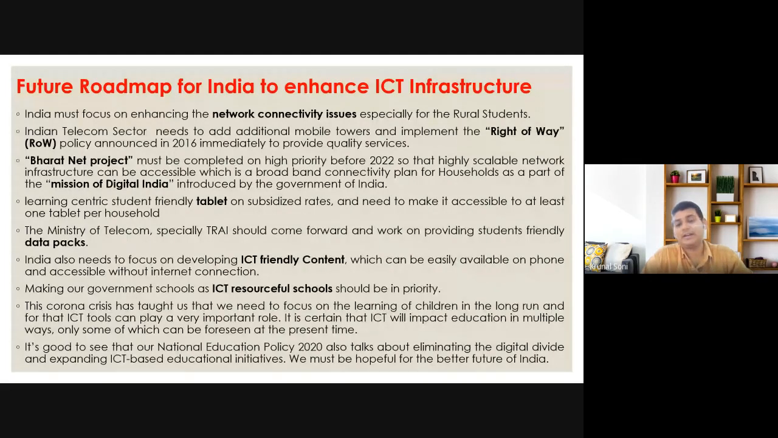One is the network connectivity issues in the rural and scarce areas, right? Everywhere the network connectivity should be there, so each and every student across the different parts of the nation can connect and experience more advanced knowledge and education for their future. So Indian telecom sectors need to add additional mobile towers and implement the right of way policy announced in 2016 immediately to provide quality services. All the mobile companies need to ensure that their mobile towers are sufficiently available to have internet connectivity.